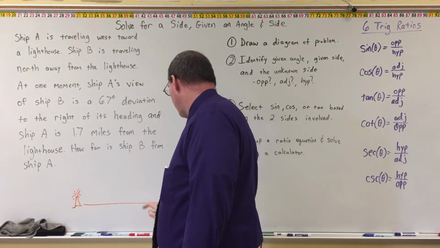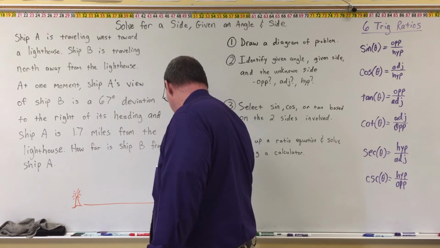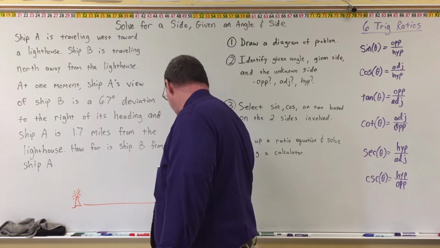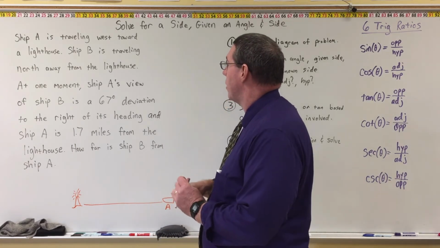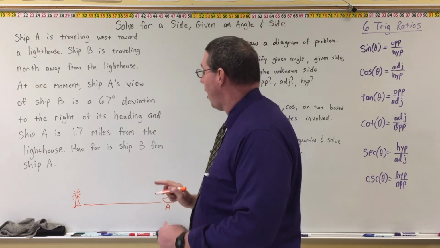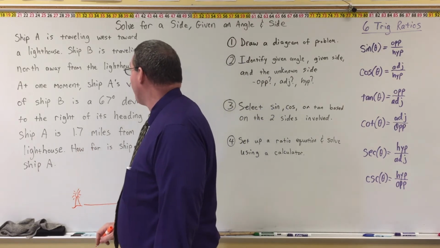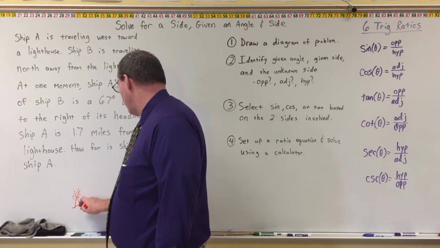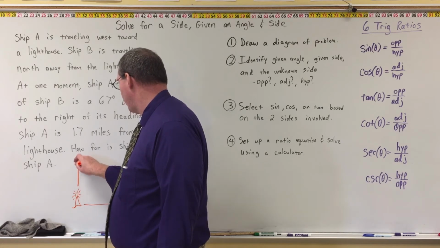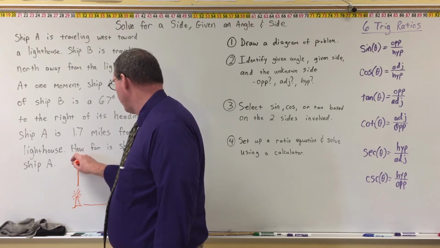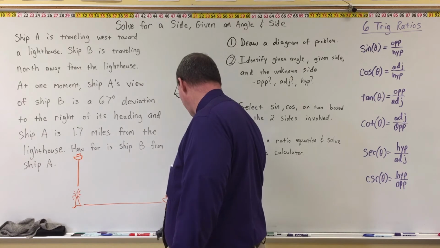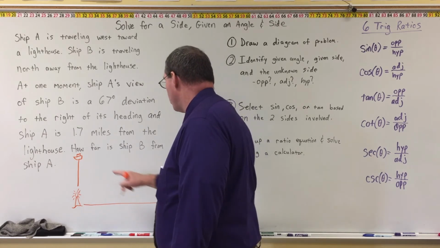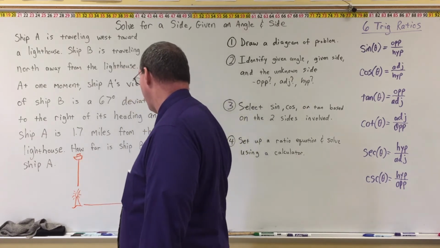Ship A is traveling west toward the lighthouse. Okay, so traveling that way, but you know, here it is. Here's ship A. Okay, that's not a very good drawing of a ship, but that's okay. I'm not an artist. Ship B is traveling north away from the lighthouse. So that's north. Here's ship B traveling north. Again, I'm not very good at drawing ships, but there's a ship. There we go. Traveling north away from the lighthouse.